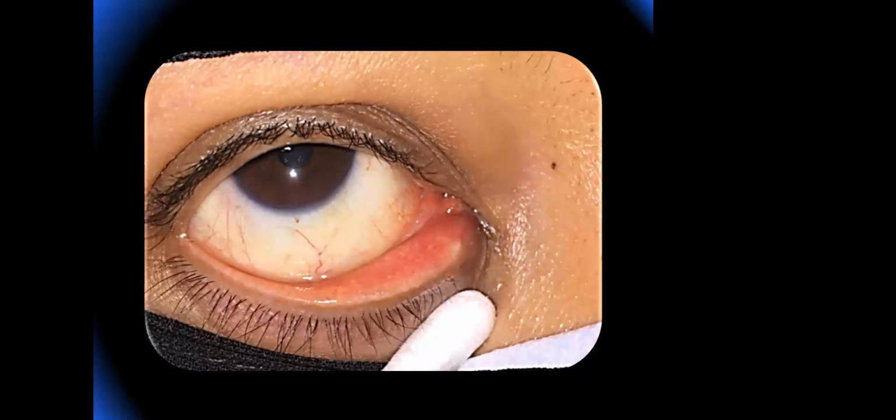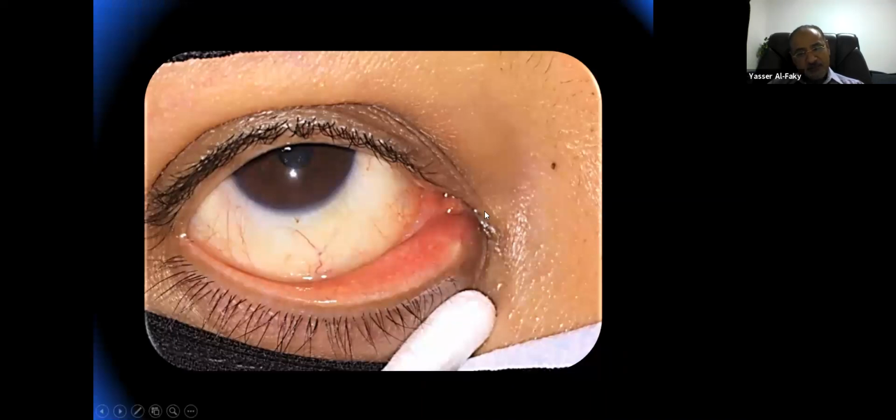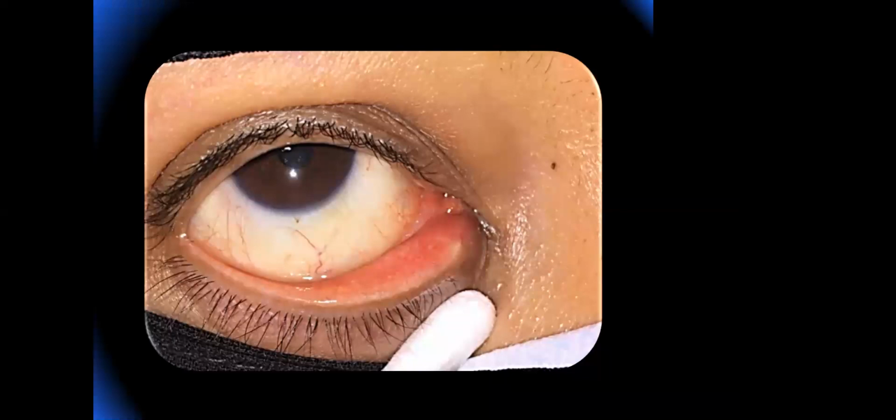So what do you think here? This patient is complaining of chronic conjunctivitis for more than 2 months. She's using topical antibiotic and showed some improvement, then the condition recurs once she stops the antibiotic treatment. This is an external photo that shows an everted lower lid with clear papillary conjunctivitis, and the lower punctum looks stenosed, and the bulbar conjunctiva is quiet.